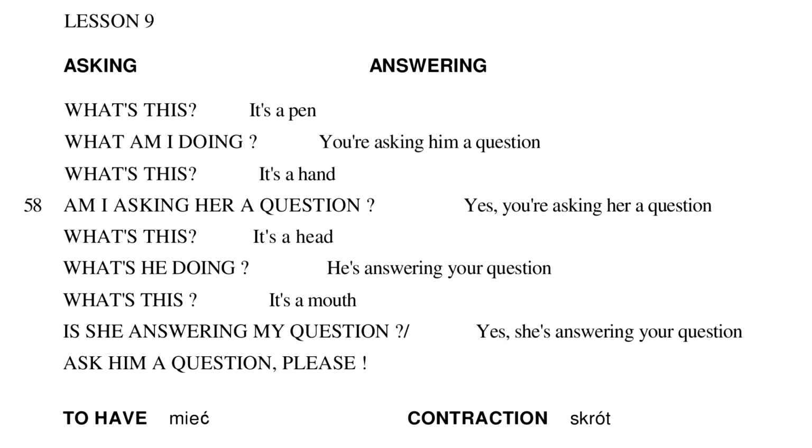Lesson 9. Asking, answering. What's this? It's a pen. What am I doing? You're asking him a question. What's this? It's a hand. Am I asking her a question? Yes, you're asking her a question.